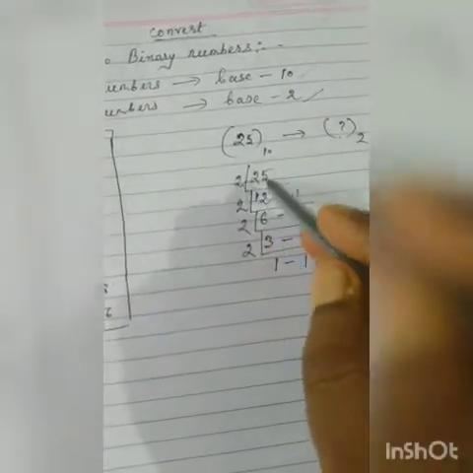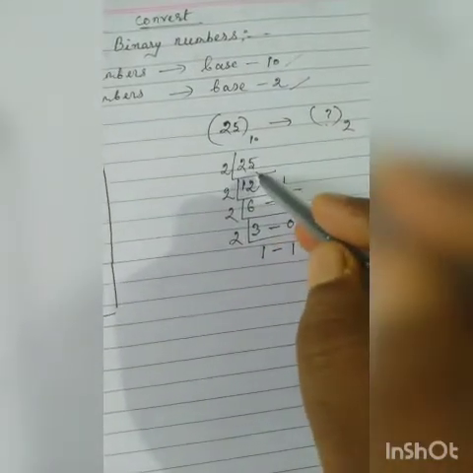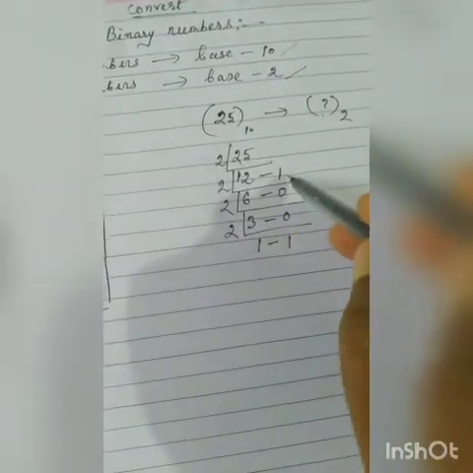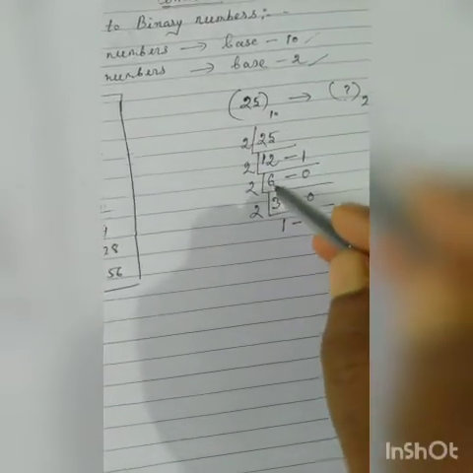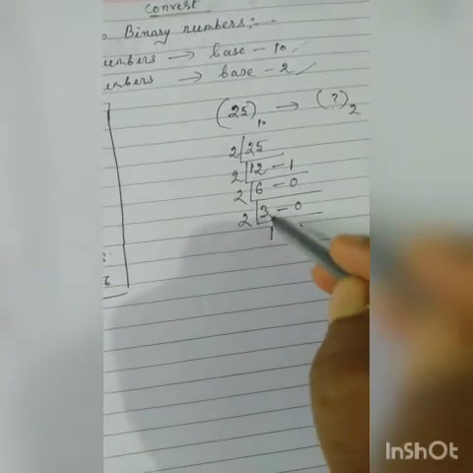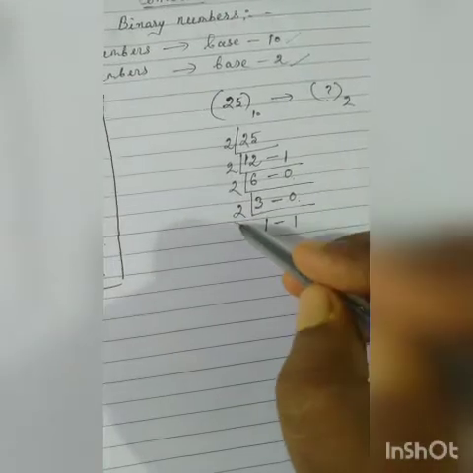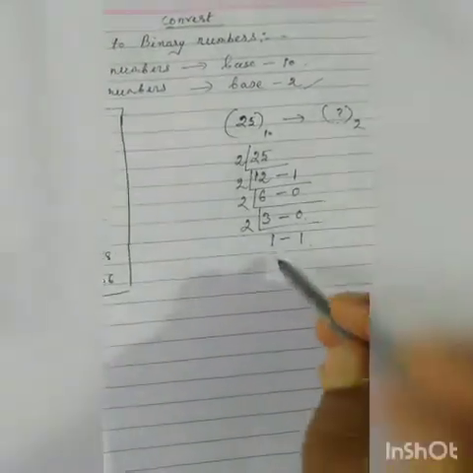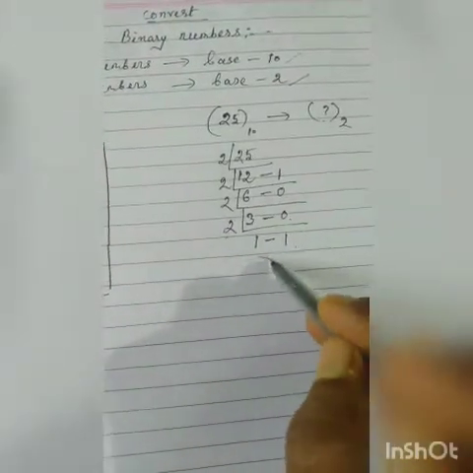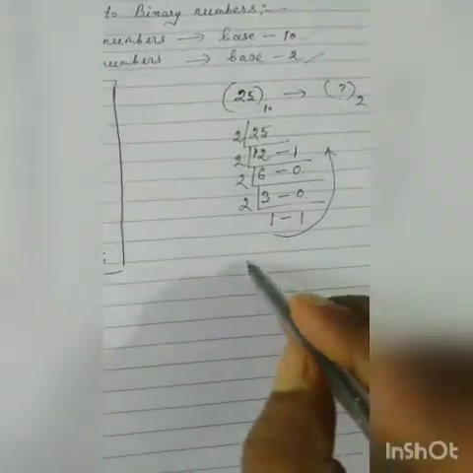Again telling, first 25 divided by 2. So 12 2s are 24, 1 is remainder, written here. 2 6s are 12, no remainder, so 0. Again 12 divided by 2, 6. 2 3s are 6, no remainder, 0. Again 3 divided by 2, 2 1s are 2, 1 is remainder written here. So what will be the answer? Now you have to write the answer from the last, like this way. I am giving an arrow. Like this way, that will be the answer.